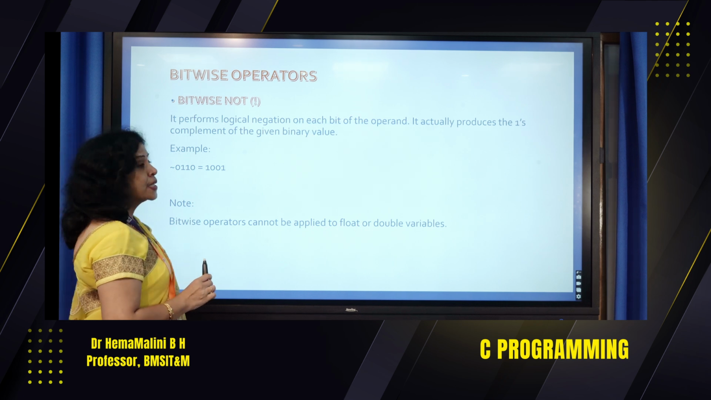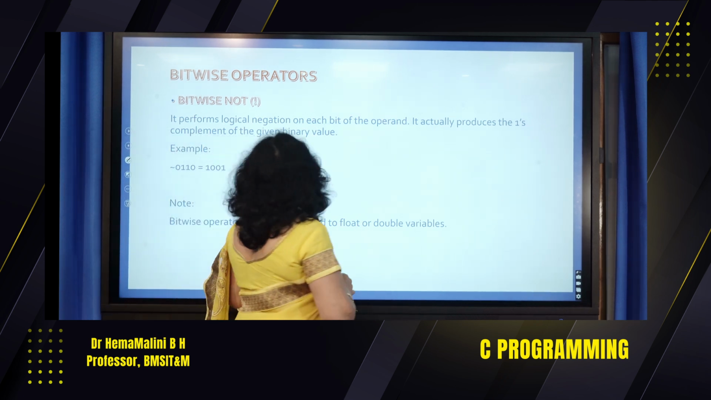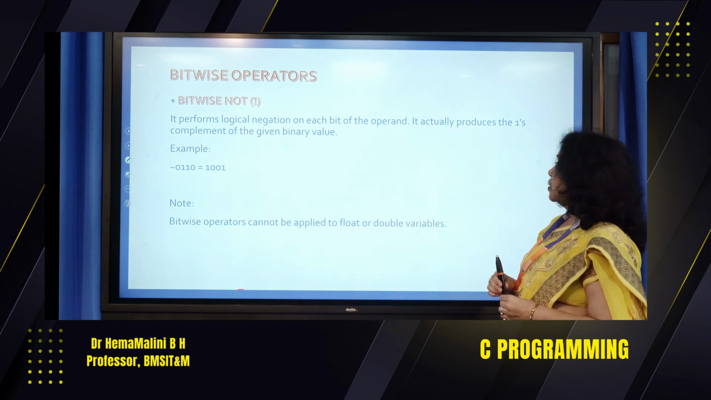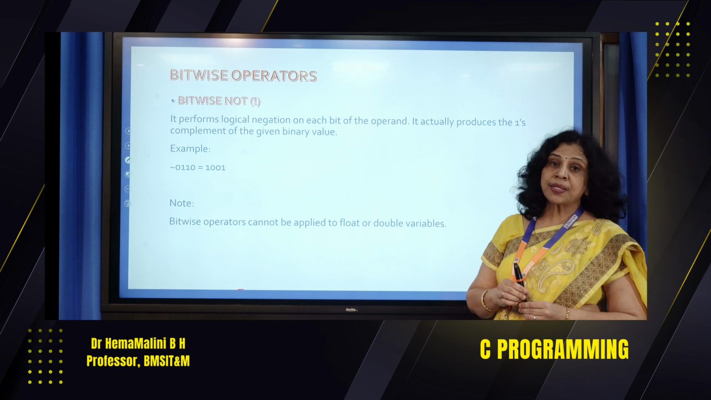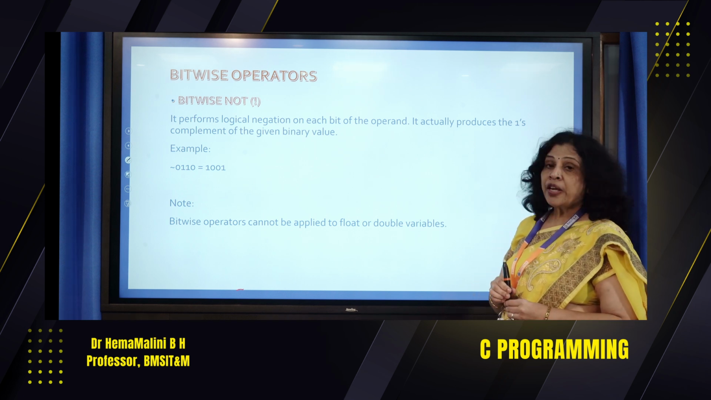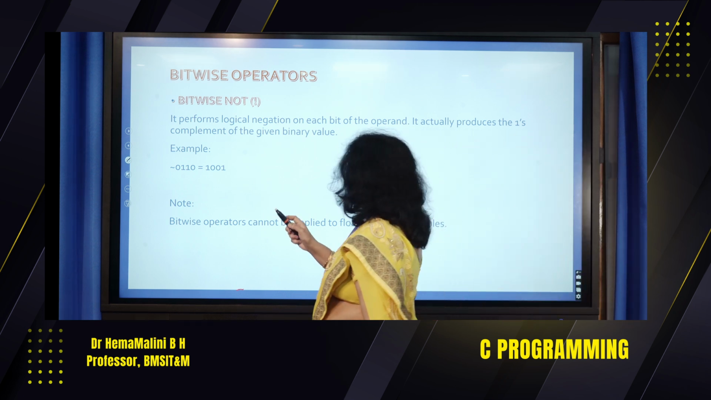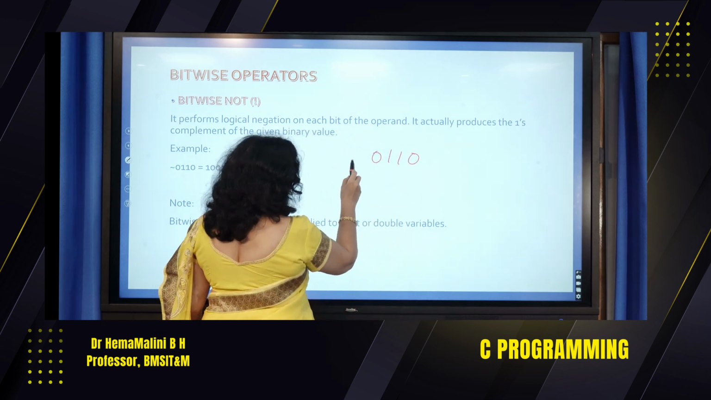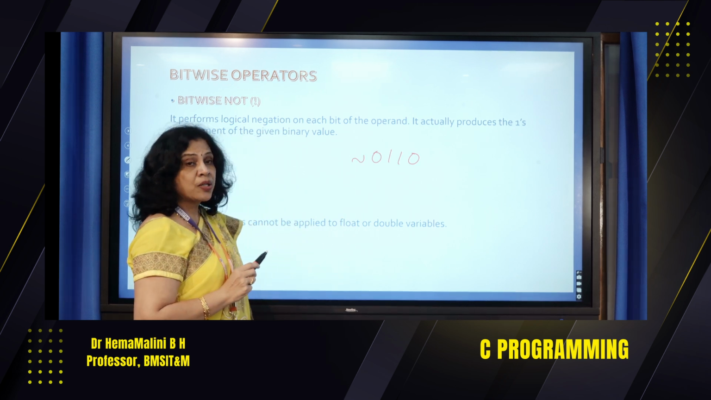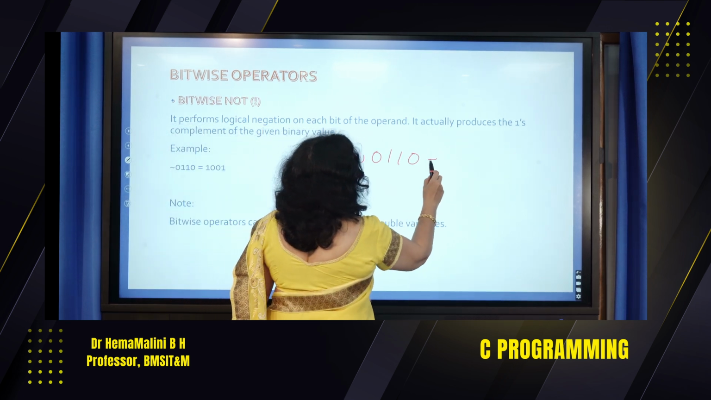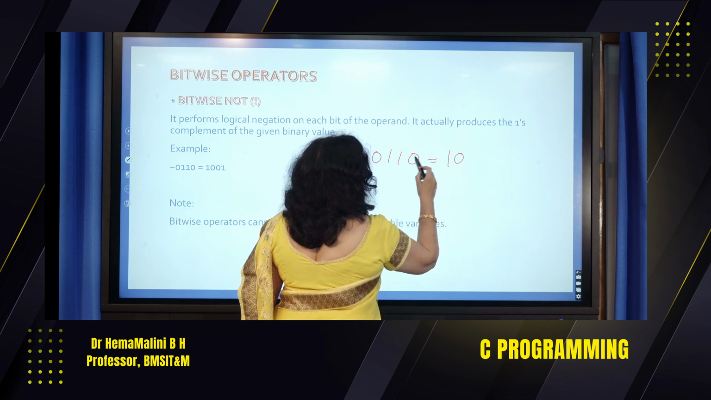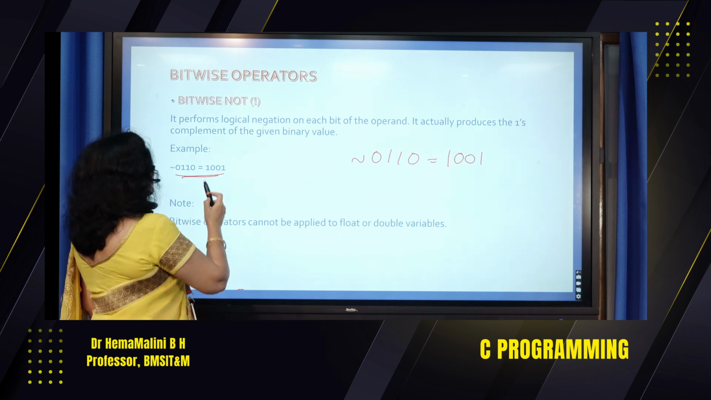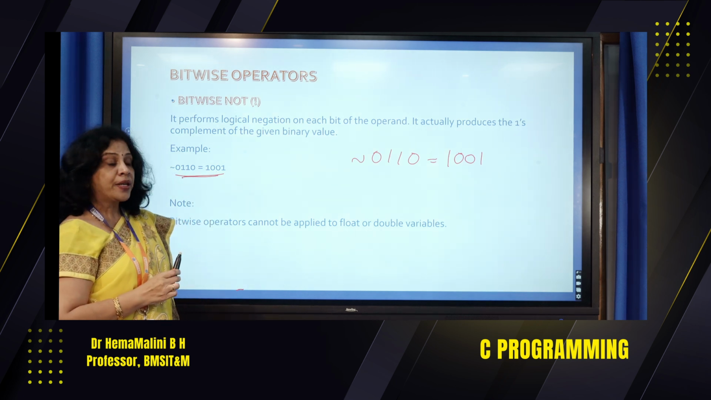Now bitwise NOT operation. It performs logical negation on each bit of the operand. It actually produces the ones complement of the given binary value. Say for example 0, 1, 1, 0. If this is the given binary value, it is going to do the ones complement, which would be equal to 0 becomes 1, 1 becomes 0, 1 becomes 0. This is the result. So this is bitwise NOT operation.